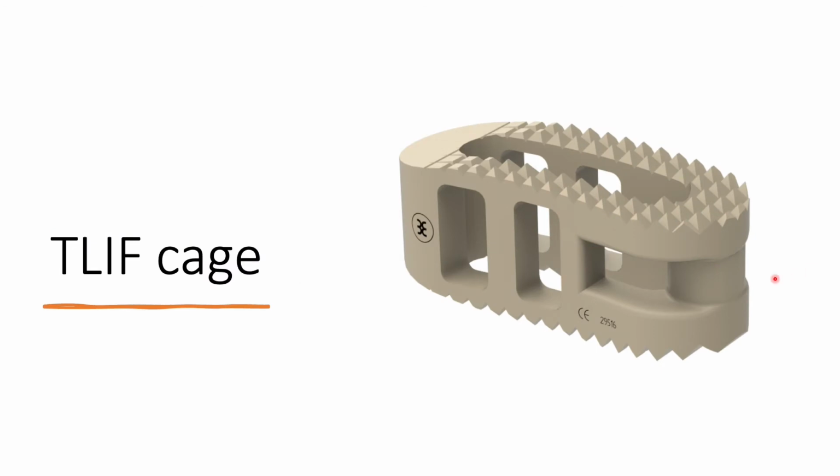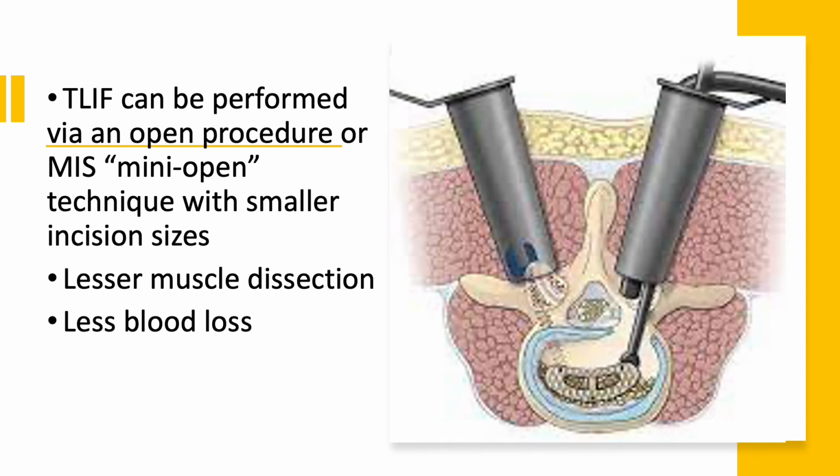Here's how a TLIF cage would look like. It is bigger than a PLIF cage. It is more curved or more banana shaped. Because there is bigger surface area for fusion and the cage can reach almost to the midline, bilateral cage insertion is not necessary. Traditional TLIF surgeries were performed open, which involved more muscle dissection, and hence the posterior tension band was lost. The MIS TLIF was performed via a mini-open approach with smaller incision sizes, which involved less muscle dissection and less blood loss.